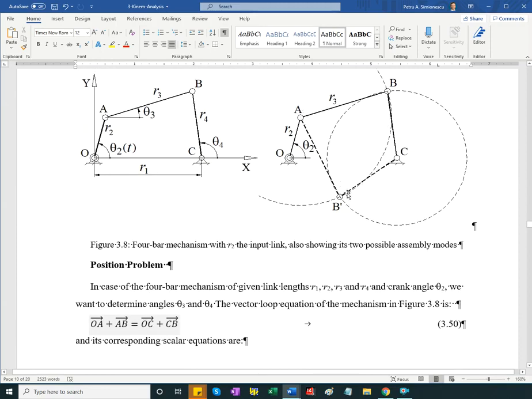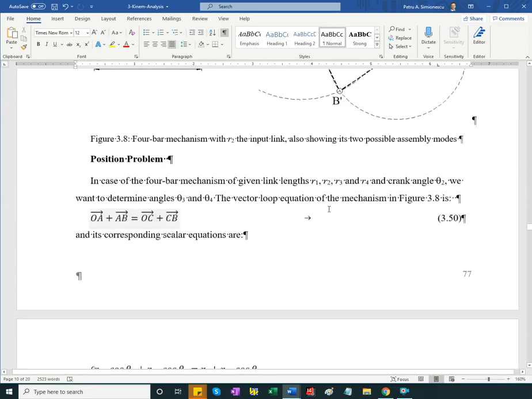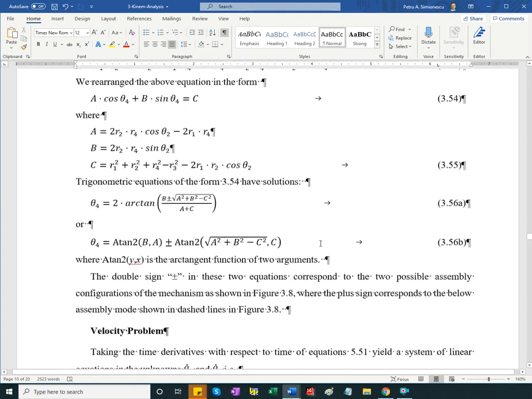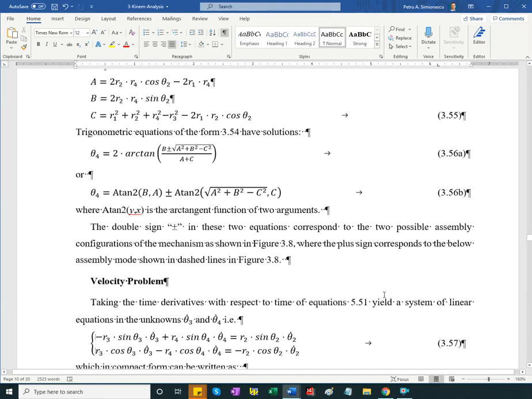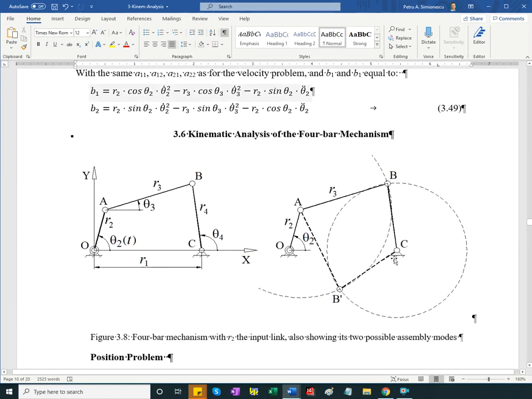Question is, which one is my solution? You can go back to the discussion with orientation of vector loops, or look at some values and see if they match your expectations, in terms of the angle being around, say, 120 degrees rather than being over 180.